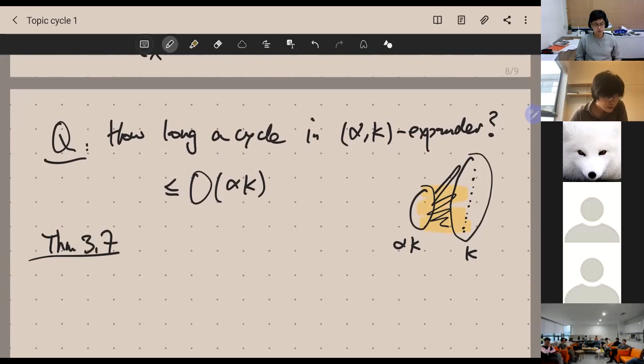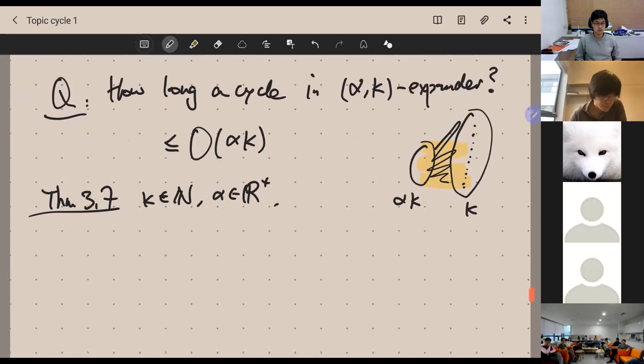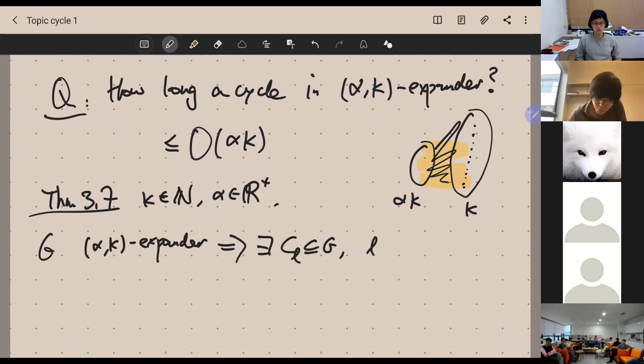3.7 is that we have K and alpha, okay, let's set it up. And we have G is an alpha K expander. Then there exists a cycle of length alpha K over 2, okay?